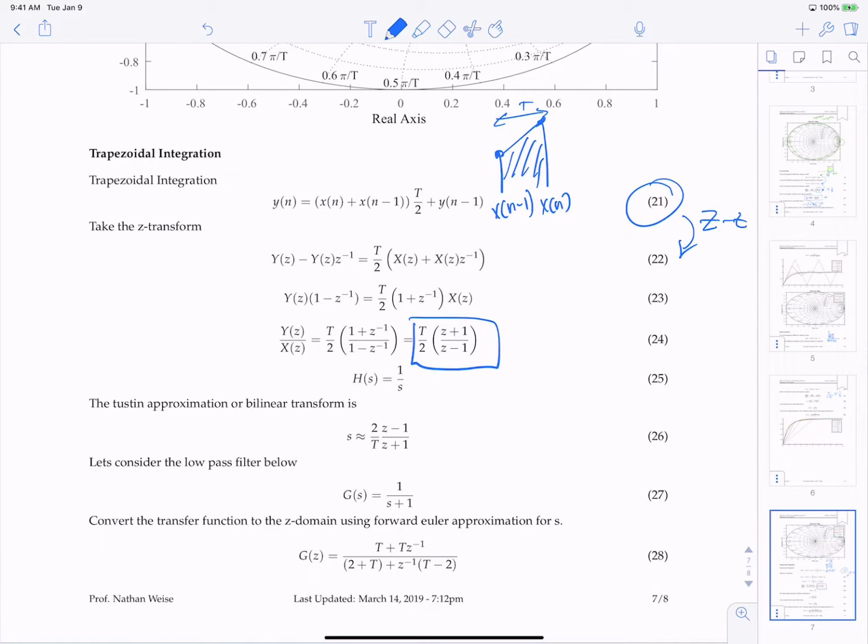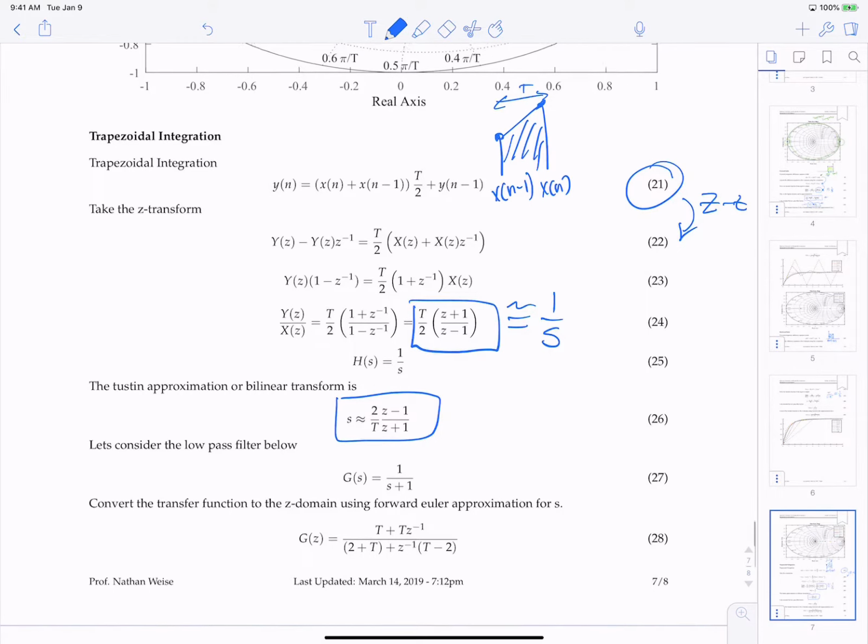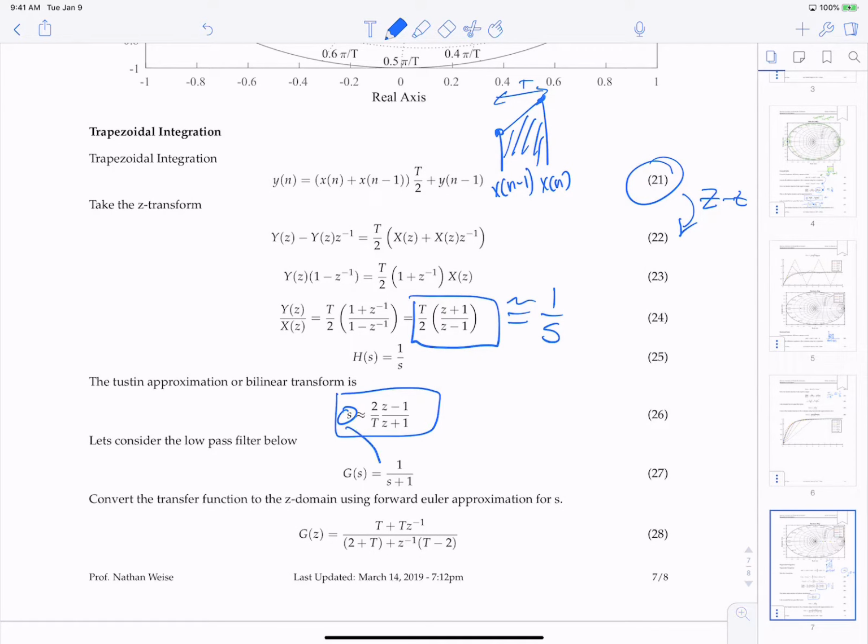Now again, we're going to make this approximation. We're going to say, yeah, this is approximately equal to 1 over s, and solve for s. That just flips this. You end up with 26, this equation. So this is called the bilinear transform or the Tustin approximation. You'll see this a lot in DSP. What we're going to do now is take this again and insert it into our same low-pass filter example, and let's see what happens. If we do that, 27 turns into 28, and we get this equation for a low-pass filter using a Tustin approximation in the z-domain.